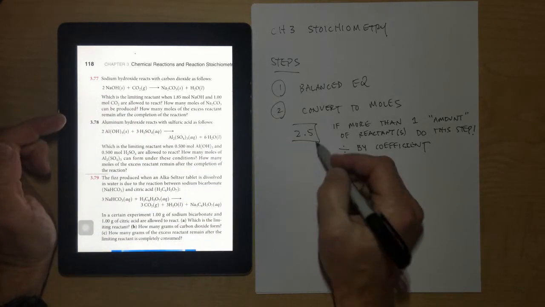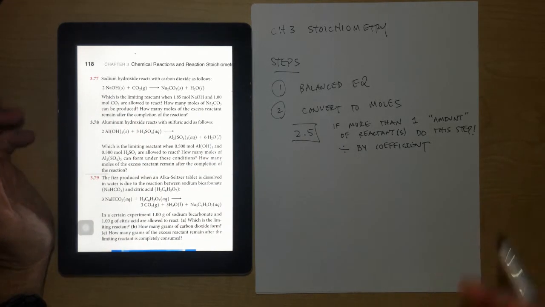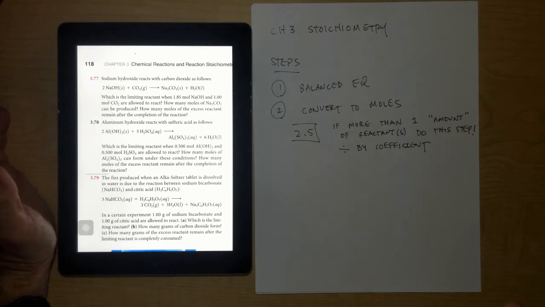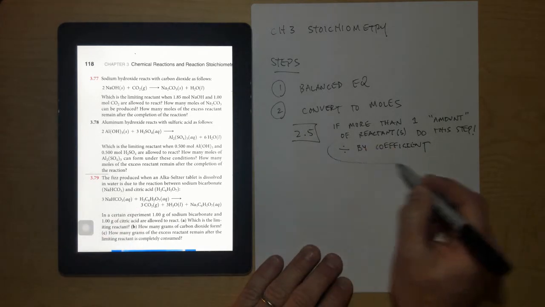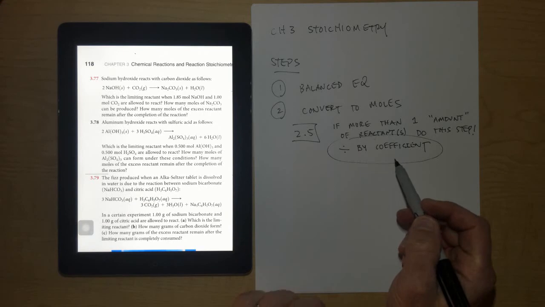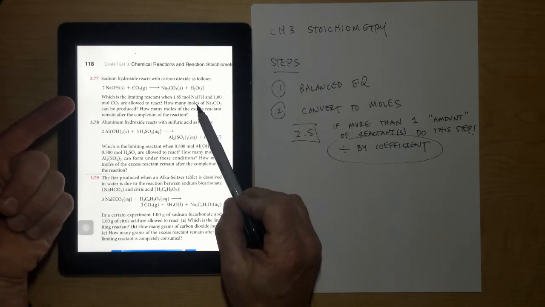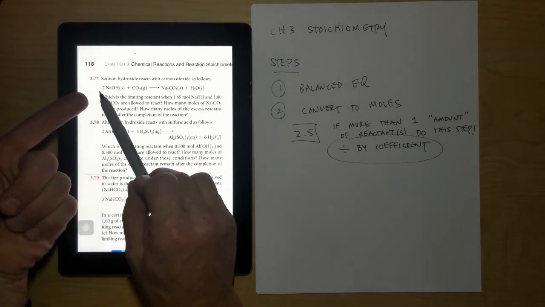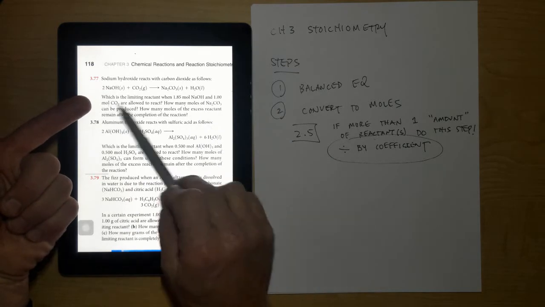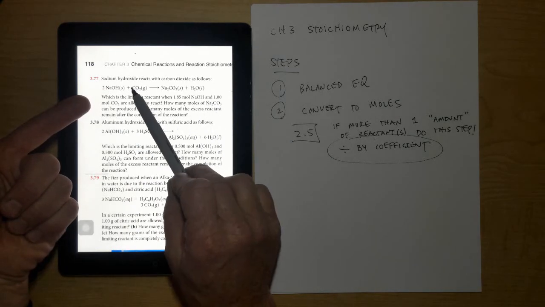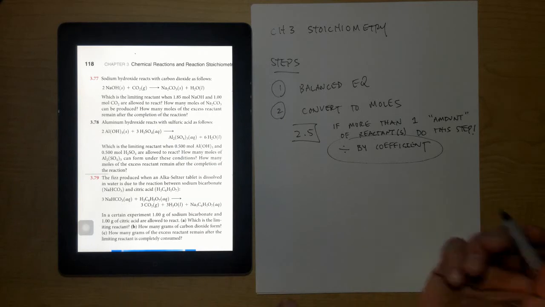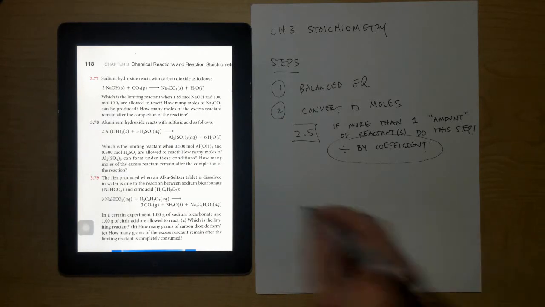So now you have to do step 2.5 because one of them is going to limit the amount of stuff. And so to do that, you divide each by its coefficient. And so for this one, NaOH would be divided by 2 because there's a 2 in front of it, and the CO2 would be divided by 1 because there's a 1 in front of that. And you find out which one is the smallest.